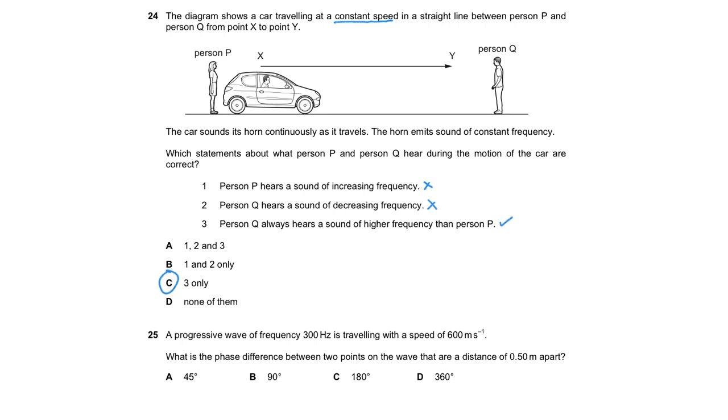So 3 only. For example, let's say the actual frequency of the sound is 100 hertz. Person Q would hear a frequency that is greater than 100 hertz, but a constant value of that frequency. If it's 110 hertz, he constantly hears 110 hertz. If it's 120 hertz, he constantly hears 120 hertz. On the other hand, person P hears a sound of frequency less than 100 hertz. So if it's 90 hertz, it's a constant 90 hertz unless the speed changes, which is not happening in this case.